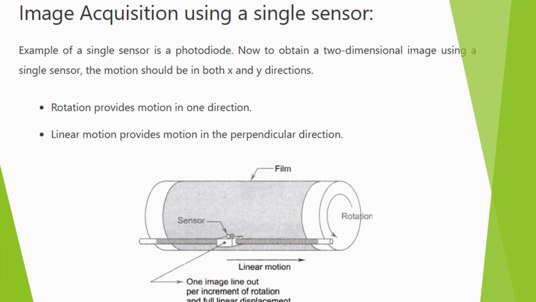Image acquisition using a single sensor. Let's take an example of a single sensor, that is a photodiode. To obtain a 2D image using a single sensor, the motion should be in both x and y directions. The rotation provides motion in one direction. The linear motion provides motion in the perpendicular direction. As you can see in the diagram, this is an inexpensive method and we can obtain a high resolution image with high precision.